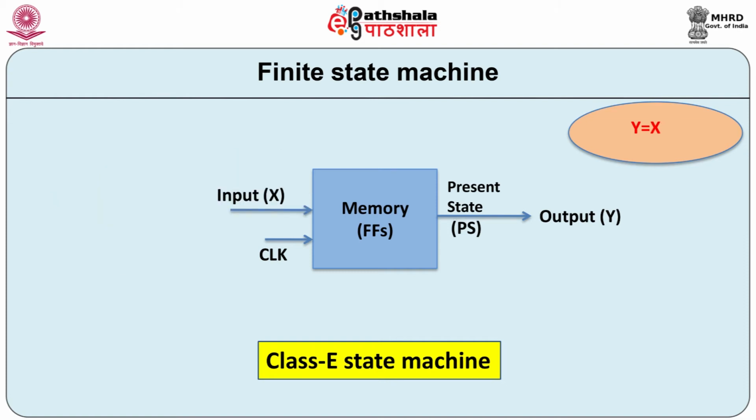The class E state machine is the simplest sequential circuit model consisting of only the flip flops as the memory element without any combinational circuit. Ripple counter can be considered as the example of class E state machine.